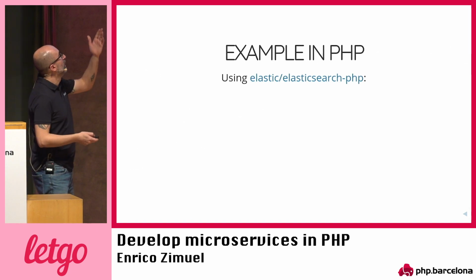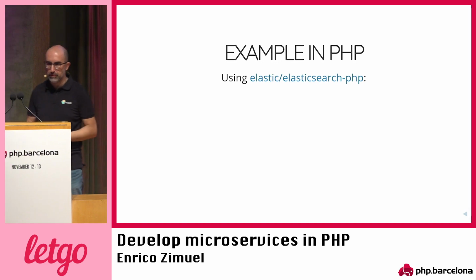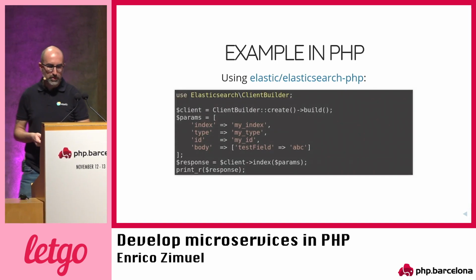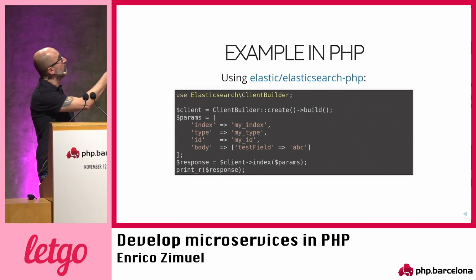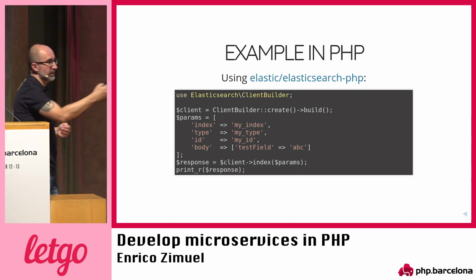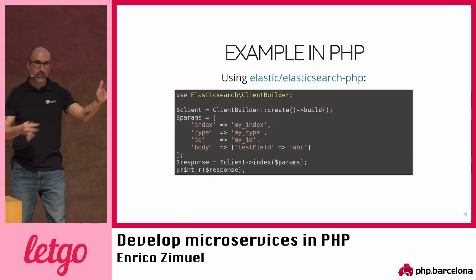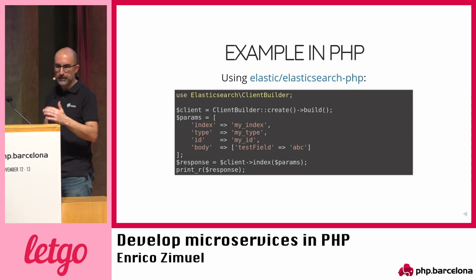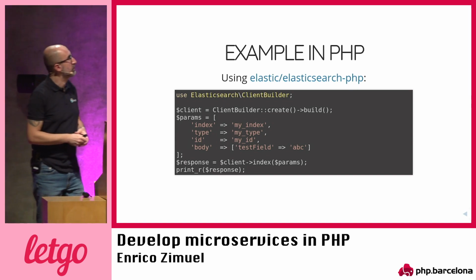Example in PHP. This is the library, the official client for Elasticsearch PHP. If you want to ingest some data into Elasticsearch using PHP, it's very simple. You have this client, you create the object, you pass the information, so the index, the type, the body, whatever, and you have this index function that is a way to create an index into Elasticsearch. That's it. A response is an associative array with all the information of the REST API. So basically, this is a simple wrapper of the HTTP call for Elasticsearch.